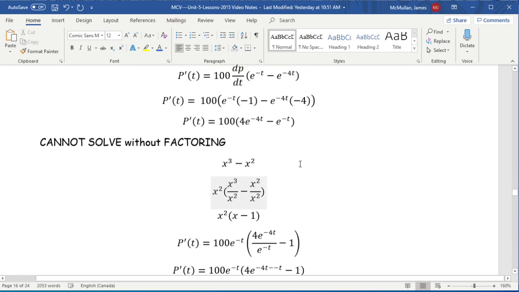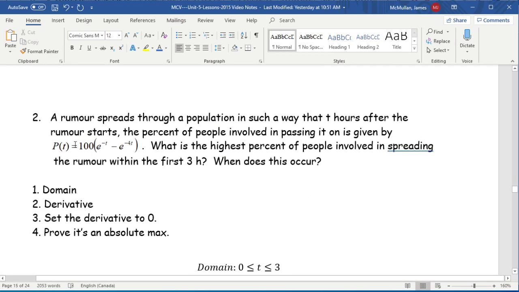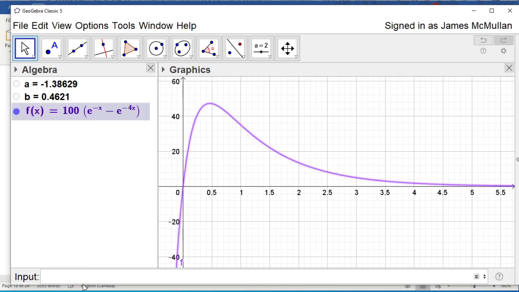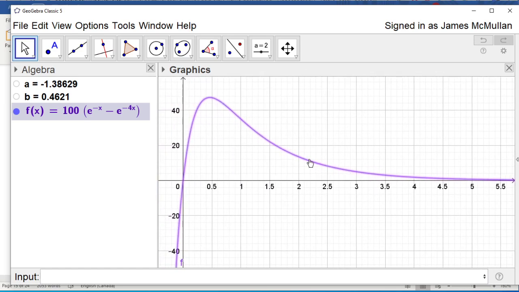So let's go and look at the original equation again. So we have 100 times (e to the negative x minus e to the negative 4x). You can see this is a really interesting looking function. It starts at 0, it rapidly rises, and then it has a turning point, and then it softens out into a horizontal asymptote over time.